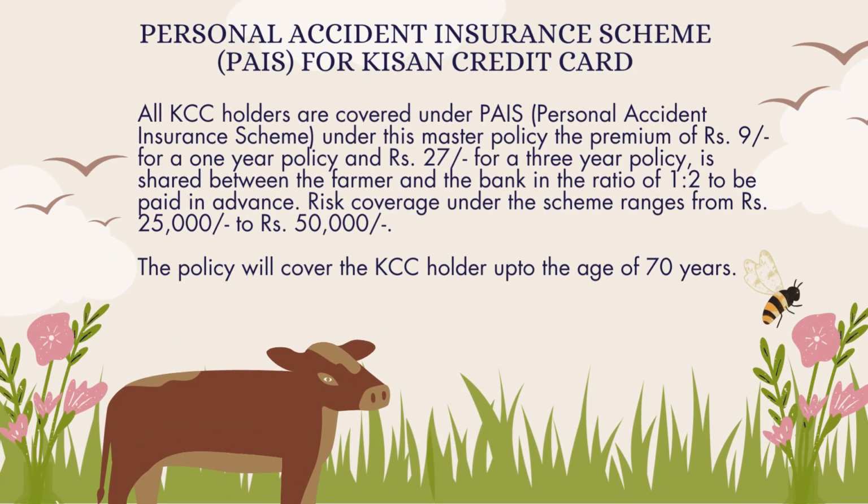Personal accident insurance scheme for Kisan Credit Card. All KCC holders are covered under the Personal Accident Insurance Scheme. Under this master policy, the premium of 9 rupees for a 1-year policy and 27 rupees for a 3-year policy is shared between the farmer and the bank in the ratio of 1:2, to be paid in advance. Risk coverage under the scheme ranges from 25,000 rupees to 50,000 rupees. The policy will cover the KCC holder up to the age of 70 years.